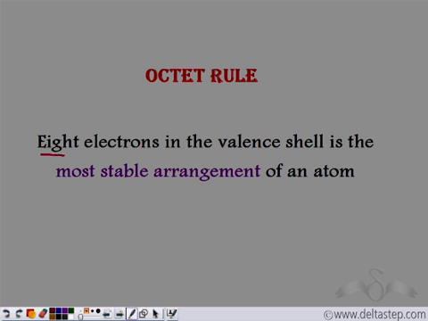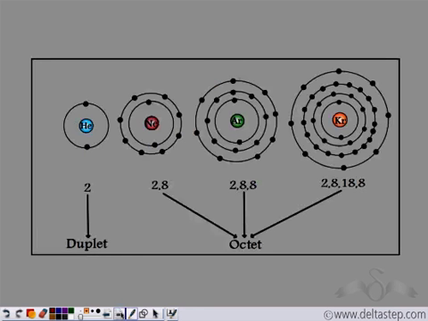8 electrons in the valence shell is the most stable arrangement of an atom. This is known as the octet rule. It holds for all atoms. Whenever any atom has 8 electrons in the valence shell, that is the most stable arrangement for that particular atom. So let's see these cases. So all these atoms, they have 8 electrons in the valence shell.